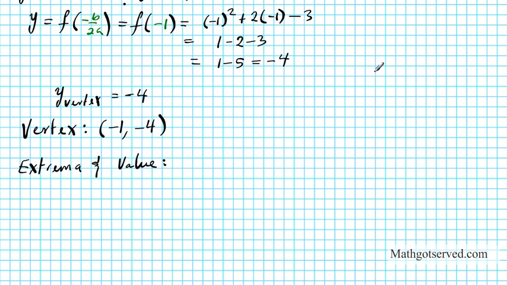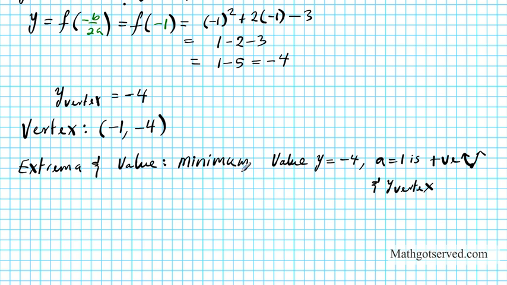If a parabola is happy, then that means that we're going to have a low point at the extrema. So we're going to have a minimum, and the value is going to be y equals negative 4. Okay? The reason is because a, which is equal to 1, is positive, which gives you a happy scenario, and your extrema is a low point, which is a minimum. The sign of a, which is positive, tells you that we have a minimum, and the y-coordinate of the vertex, the y vertex, tells me the value of the minimum.